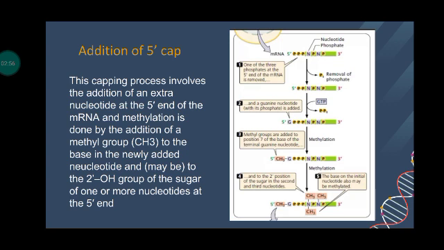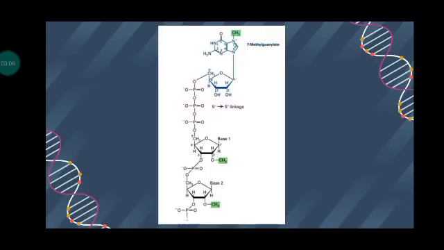The bases of the initial nucleotides may also be methylated. If required, it methylates the other nucleotides; if not required, it does not methylate. So this is the final product after 5' capping. You can see that 7-methyl guanosine is at the end, and the other nucleotides are also methylated.